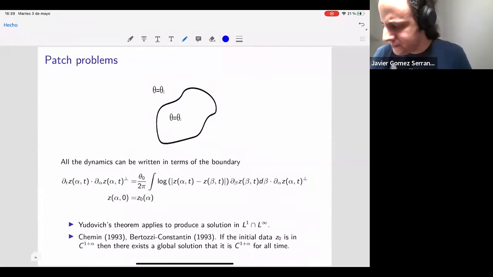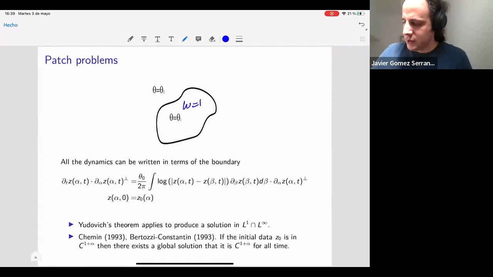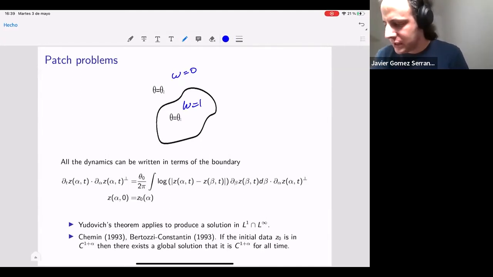Okay, so if I look at the patch problems, or the vortex patch problems, the nice thing is that now I can decouple, and I can write the evolution of the boundary. So if the vorticity is, let's say, equal to 1 inside, 0 outside, just to fix ideas, then I can track the evolution of these type of solutions based only on the evolution of the boundary. So this is nice, because it's a 1D problem. So it's not a 2D problem anymore. Then I only care about the evolution of the points on the boundary, which are like z of alpha, t. Okay, and then these points on the boundary move along in the normal direction given by this velocity via the singular integral.